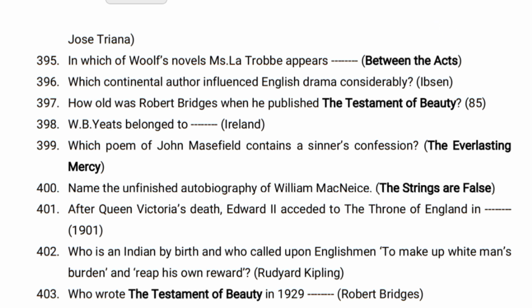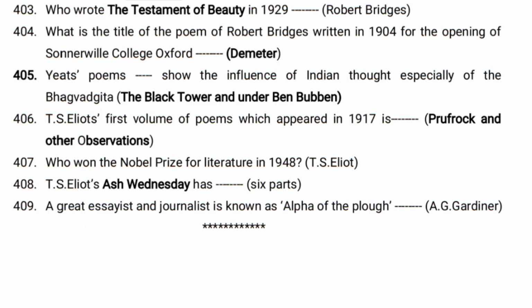Who wrote The Testament of Beauty in 1929? Robert Bridges. What's the title of the poem of Robert Bridges written in 1908 for the opening of Sanderson College, Oxford? Demeter. Yeats' poems The Black Tower and Under Ben Bulben show the influence of Indian thought, especially of the Bhagavad Gita. T.S. Eliot's first volume of poems, which appeared in 1917, is Prufrock and Other Observations.